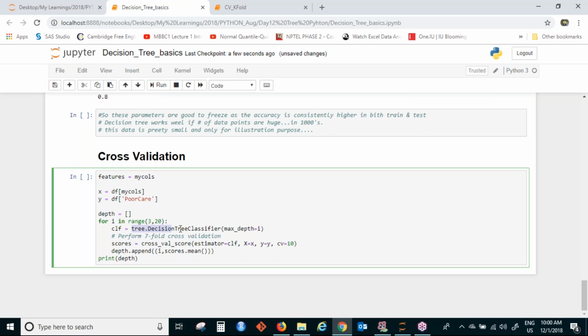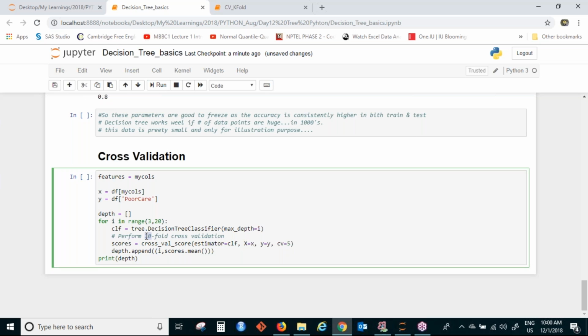Next, I'm creating a tree with max depth of i, and this i is varying between 3 and 20. I've created a loop and I'm rerunning this for every value of max depth between 3 and 20. I'm doing a 10-fold cross validation, so you can see cv is equal to 10. That means your data will be divided into 10 parts. Just like we took k equal to 5 in the theory example, here I'm taking cv equal to 10, or let me take 5 itself because the data is very small.